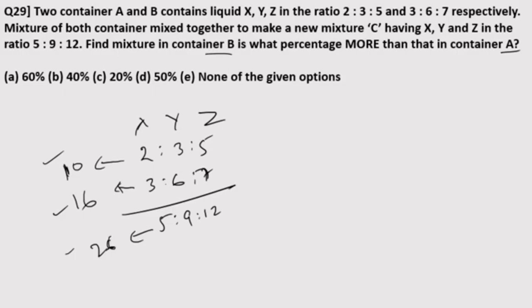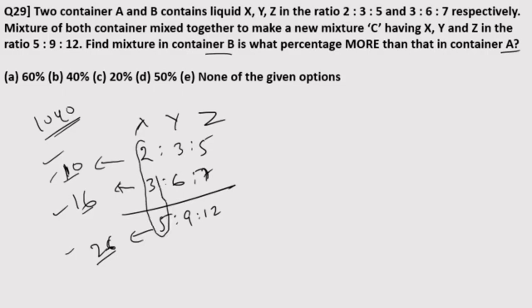So the units are not the same. First is 10 units, second is 16 units, third is 26 units. So first we have to make the units the same. To make the units the same, you have to do the LCM. LCM of 10, 16 and 26 is what? 10 and 16, the LCM is 80. And 80 and 26, the LCM is 1040. This is the LCM.